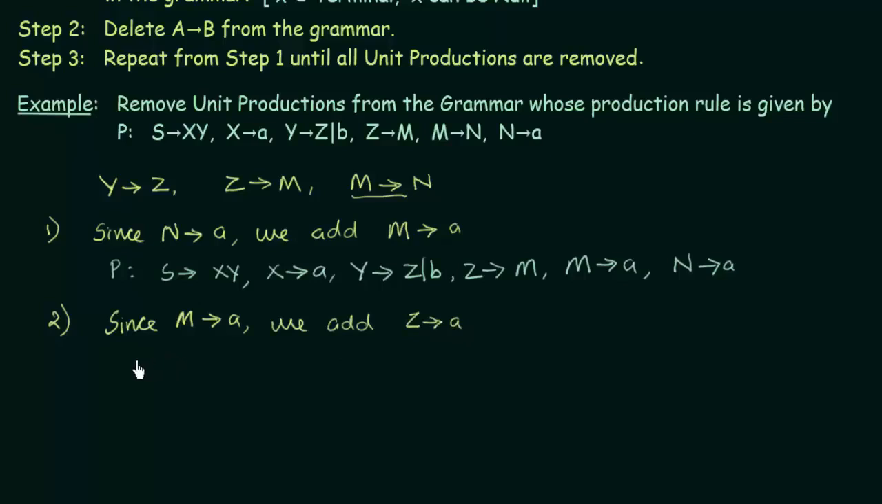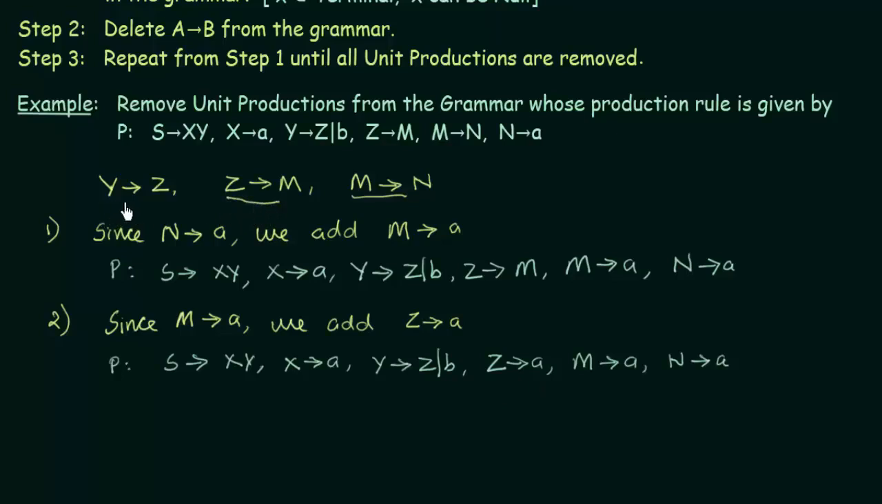So if I replace this in a production rule, how will the new production rule look like? Here I will have S gives X and Y, and X gives A, and Y gives Z and also B. And now instead of Z gives M, I'm going to write Z gives A, and then the rest are same. M gives A and N gives A. So we have replaced this Z gives M, which is a unit production, by Z gives A. A is a terminal symbol, so this is not a unit production anymore. So we have removed this one also.